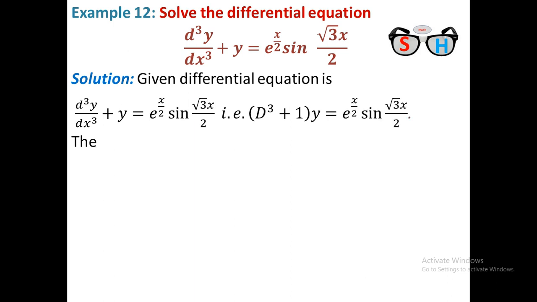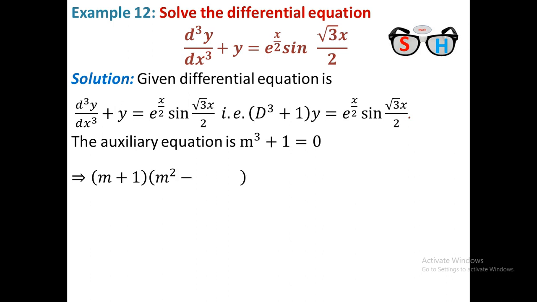To find the complementary function, we have to first find the auxiliary equation. The auxiliary equation is m cube plus 1 equal to 0. If you factorize it, this will be (m plus 1) into (m square minus m plus 1) equal to 0. Therefore from that factor, we get m equal to minus 1.